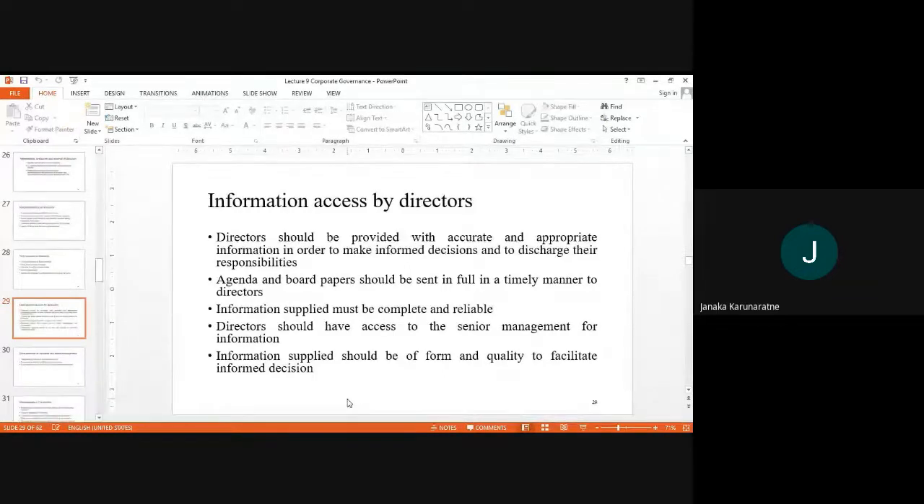Agenda and board papers should be sent in full in a timely manner to directors. It's very important. You should send the agenda. In fact, these are the roles of the board secretaries. Because if the directors don't get adequate time to read through these papers, they can't make an active contribution to the decision making. But most of the directors are also working or engaged in their own businesses or in certain other organizations. So they don't have full time for your entity only. So they must have adequate time to go through the papers, so that there is active discussion in the approval process at the board meeting.